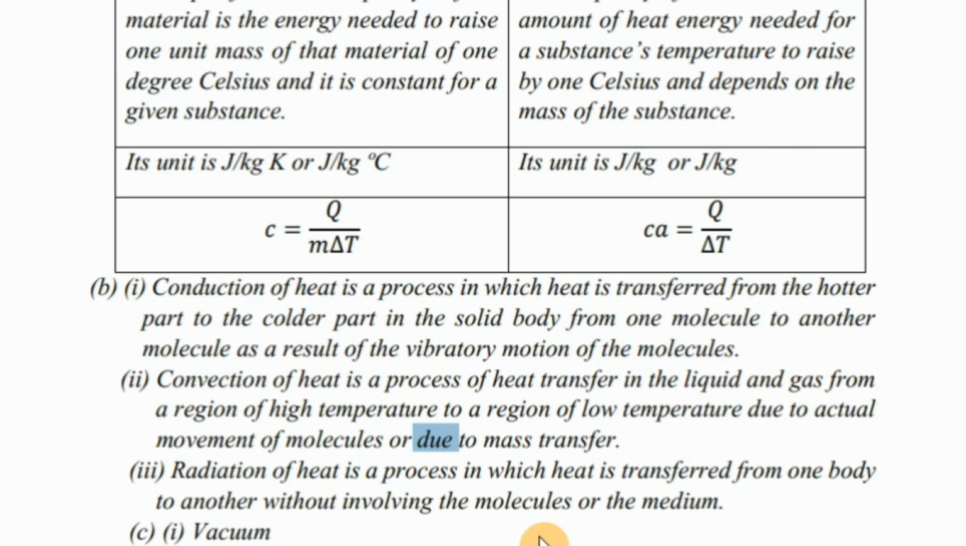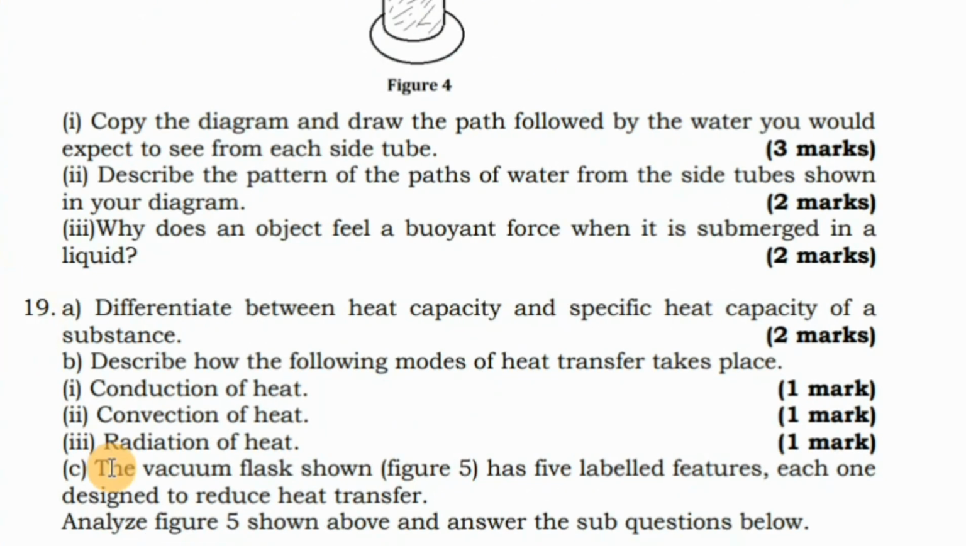For conduction you need two substances to be in contact so that heat can propagate from one to another according to the vibration of the molecules. For convection you need a fluid, either gas or liquid. But for radiation you don't need any medium of propagation. Let us continue with the next question.